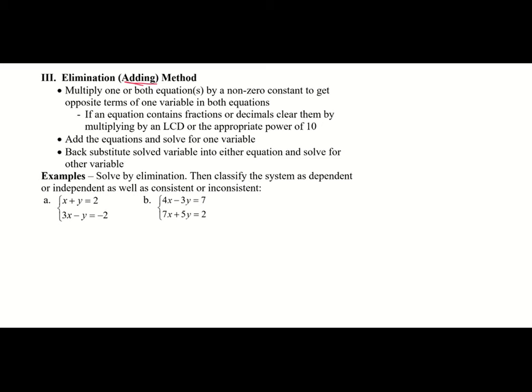So the first thing you have to do is look at your equations and see, do I need to multiply one or both of the equations by a non-zero constant to get opposite terms of one variable? We can multiply just one equation by something, or we can multiply both equations. It doesn't matter if you do only one or both. And once you have opposite variables, and you'll see what I mean in a second, then you add the equations.